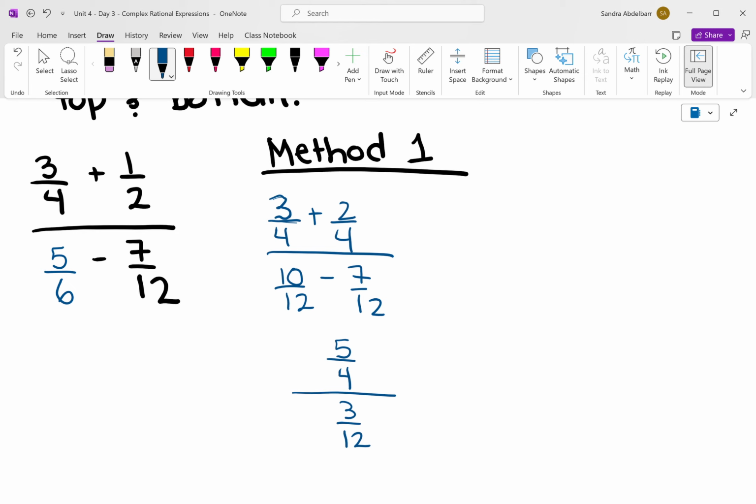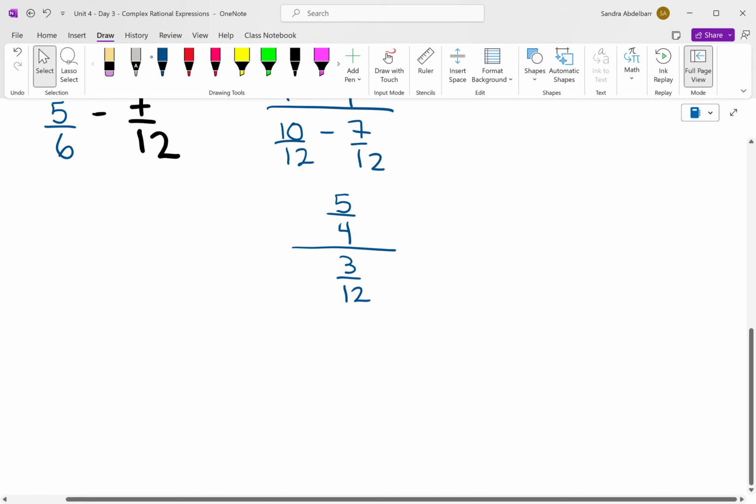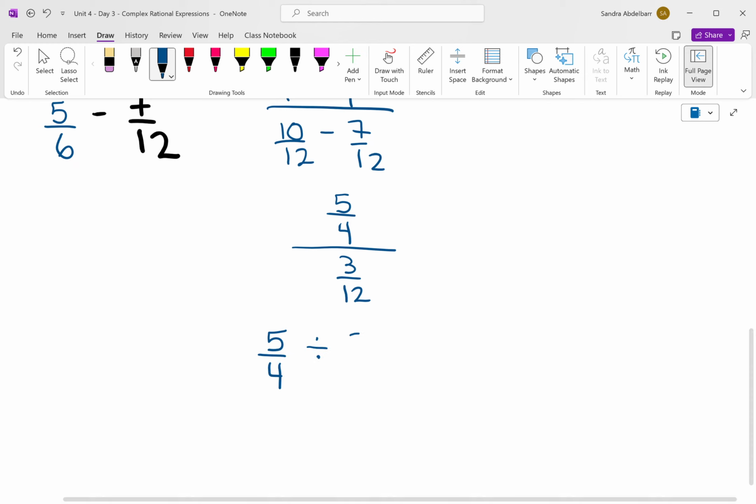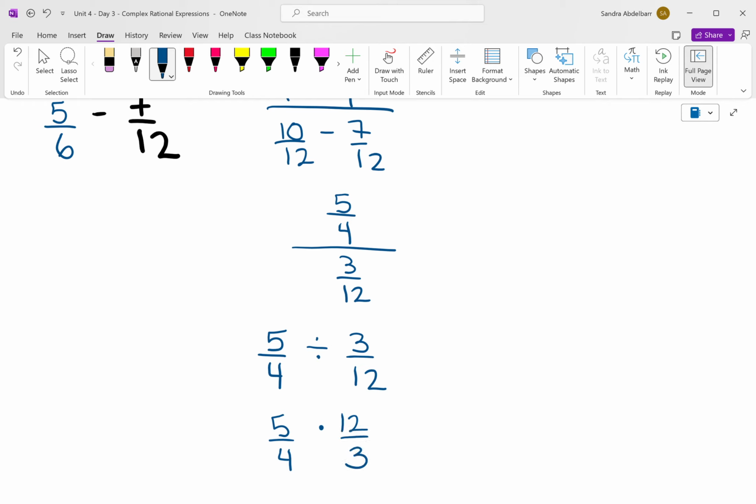So method one was simplify on top of the fraction bar, simplify below the fraction bar, then divide, right? Doesn't that long fraction bar mean division? So this is saying 5/4 divided by 3/12. And when we're dividing fractions, what's that rule? Keep, change, flip, right? So now we have 5/4 times 12/3. Can we simplify 3/12? Yeah, you can at any point simplify the 3/12. It's all going to work out the same.